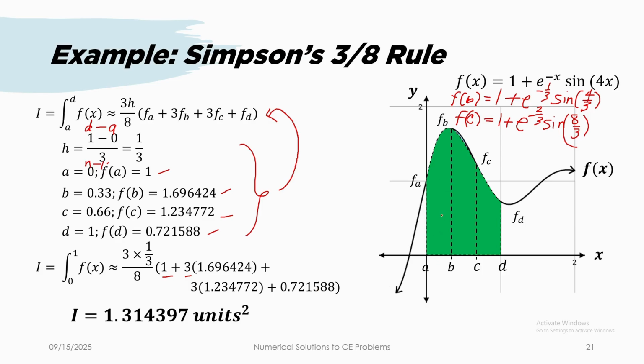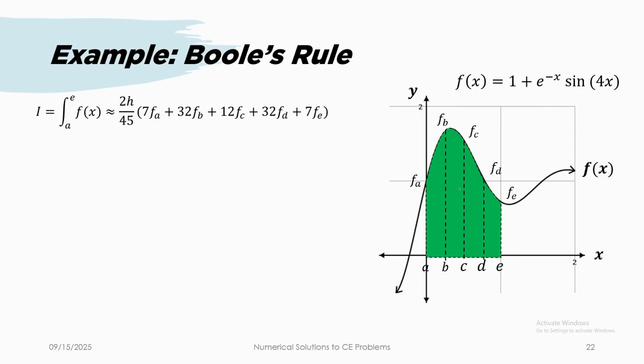It's indicated here as the green area. If you can still see, there's still some error, but it's very minimal compared to the previous two. Now, let's move on to using Boole's rule.